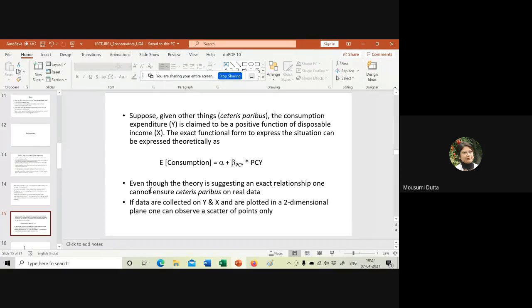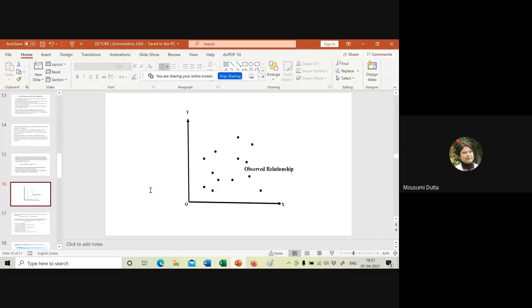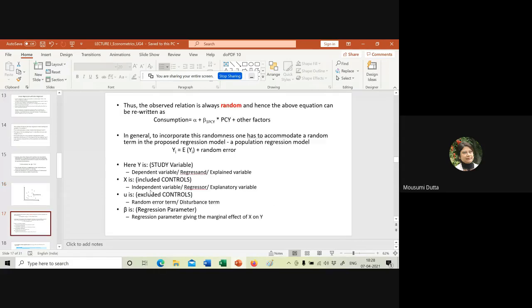Okay, so this can be the form of the equation. You know, consumption is a function of per capita income. So this is an example. You will get it. And these are the observed relationships. As I mentioned, we are basically getting the observed relationship between y and x, and from this observed relationship we are trying to find out the curve, the fit, or the estimated relationship.